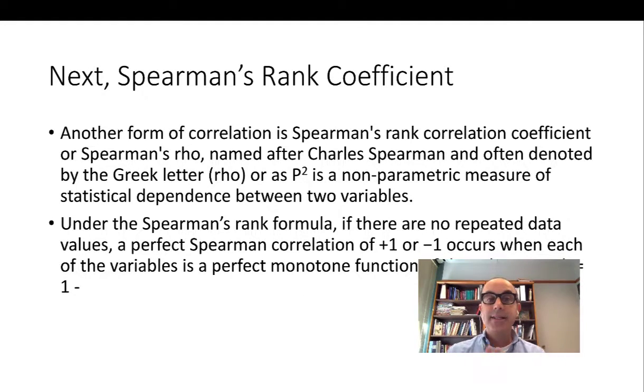Next, the Spearman ranking coefficient, which is another way for us to measure two variables. It is named after Charles Spearman, often denoted by the Greek letter rho, and it is a non-parametric measure of the statistical dependence between two variables. Again, I'm going to start with the scale on which we are measuring the data, in this case +1 or -1, and we are going to talk about our rank, which is equal to 1 minus.